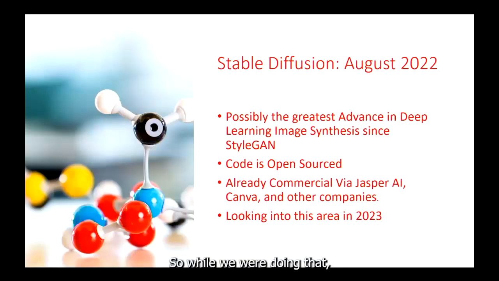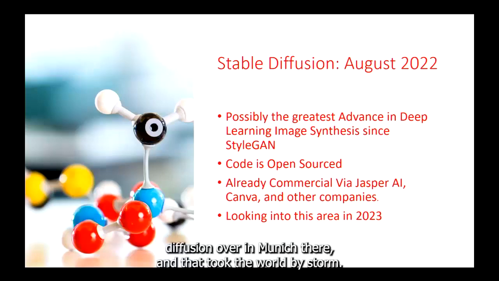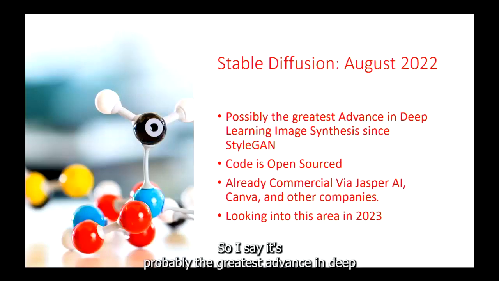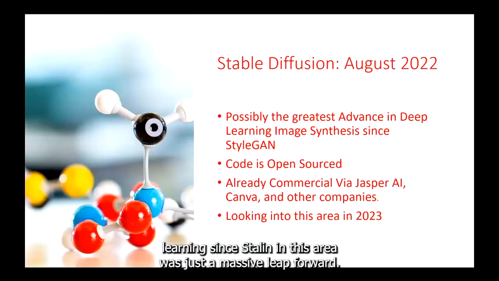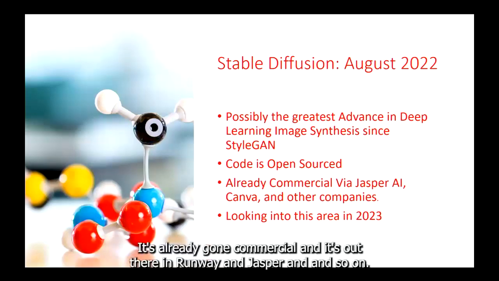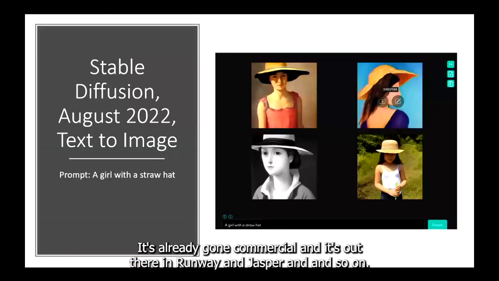So while we were doing that, some person invented Stable Diffusion over in Munich there, and that took the world by storm. So I say it's probably the greatest advance in deep learning since StyleGAN in this area. It was just a massive leap forward, and you could fully synthesize people and backgrounds and so on. It's already gone commercial. I mean, it's out there in Runway and Jasper and so on.